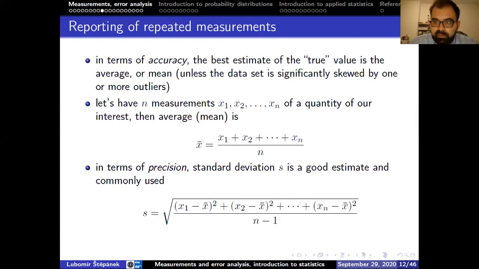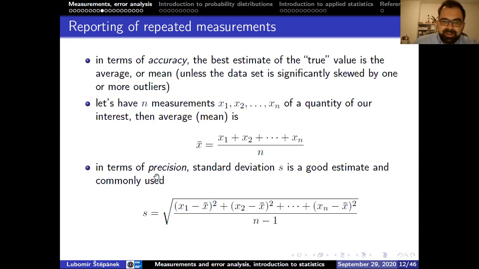Well, simply, n measurements, where n is larger than 1: x1, x2, up to xn of our quantity. Then the mean is just, you know this formula, the arithmetic mean. I sum these numbers up, so x1 plus x2 plus and so on plus xn, divided by their count, so divided by n. This is just the formula for the arithmetic mean, so this is not rocket science.